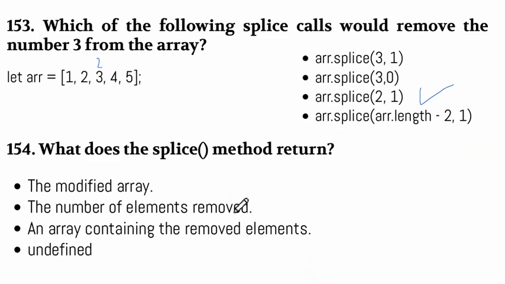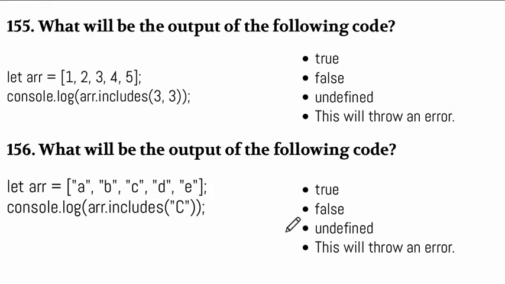What does the splice method return? The number of elements removed, or an array containing the removed elements. The third one is the correct answer. It returns an array containing the removed elements.